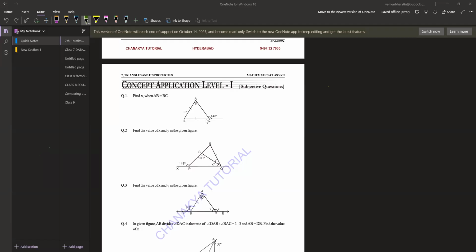If this part is 40, can I say x is also 40? Yes, ma'am, because it's opposite. What is the reason, Bhargav? Angles opposite to equal sides are equal. Super. Angles opposite to equal sides are equal. So this is 40, x is also 40.